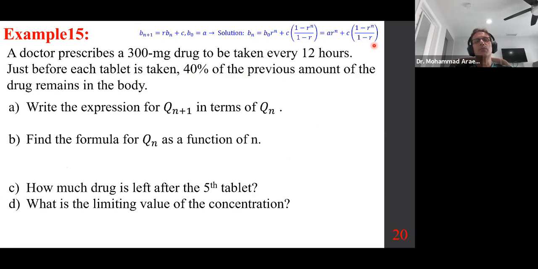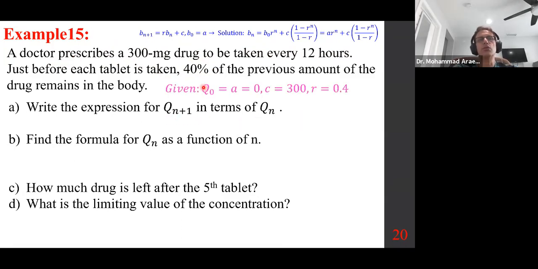Anytime you have an application problem, it is important to write the given. So when you start reading, this is being repeated every 12 hours. So this is the amount, the constant. 12 hours, extremely important, doesn't enter the equation. What matters is what remains. What remains is 40%, or R equals 0.4. And in the beginning, there is no drug. So to begin with, Q sub 0, or A, is 0.